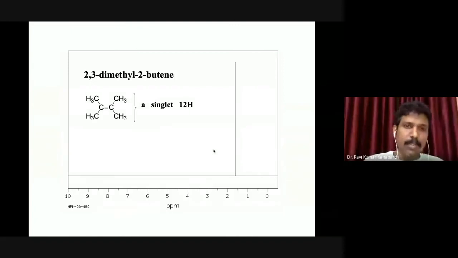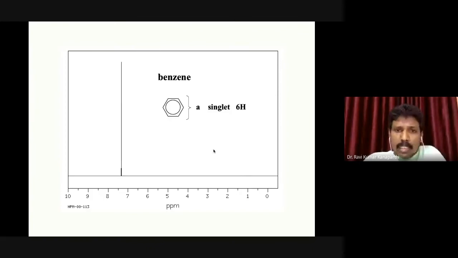Of course, we have to explore whether any other organic molecules have 12 protons present in a unique chemical environment. Of course, tetramethylsilane is the exceptional case. Anyway, it is taken as a reference, so we are not talking about that. But when you try to interpret your molecule, for 12 protons there are two possibilities. Please remember this.